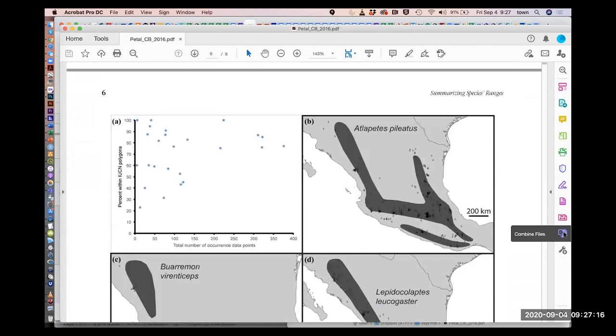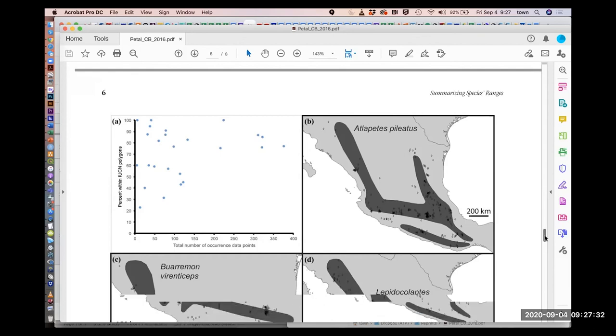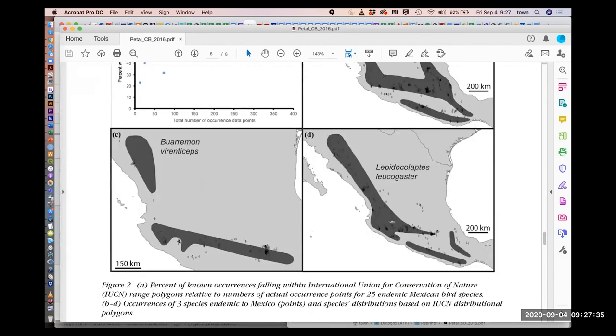And those same Mexican vertebrates, here's Atlapetes pileatus. And what you can see is points documenting real populations. And then you can see the IUCN polygon. Here's Boarmia verenticeps. Here's Lepidocolaptes leucogaster. All I'm saying is there's a lot of error in there. And maybe if you treat things at a very coarse scale, for that very coarse scale, you get something that's usable.